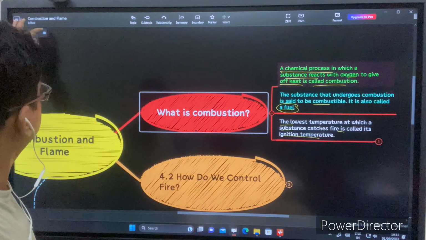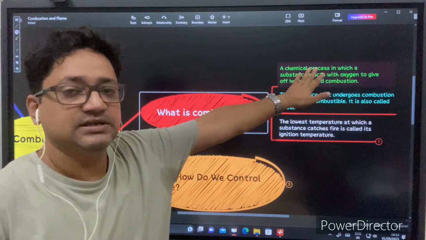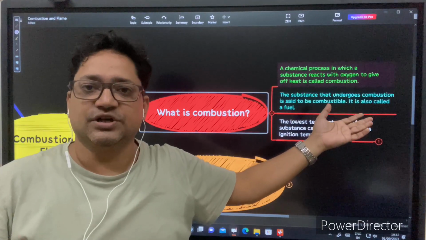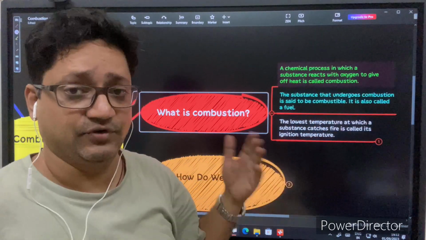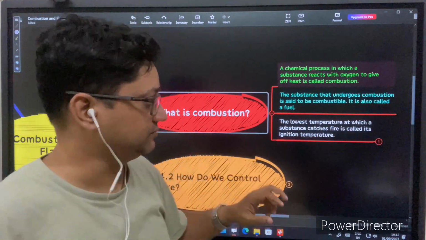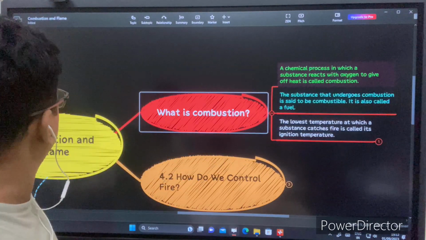So there are three subtopics related with what is combustion. First, it is a chemical process. Second, the substance used for combustion is called a combustible substance and is known as fuel. And for fuel, there must be a low ignition temperature, which is the temperature at which it can catch fire.